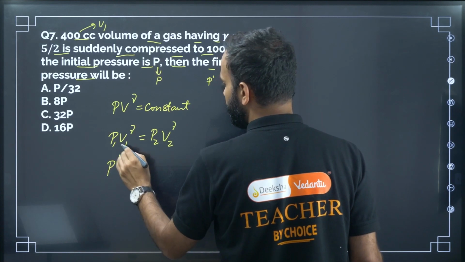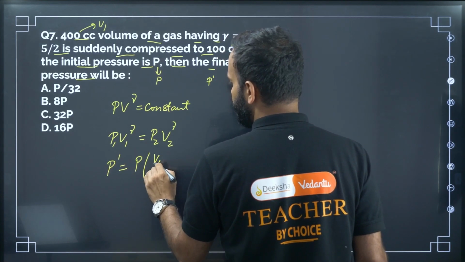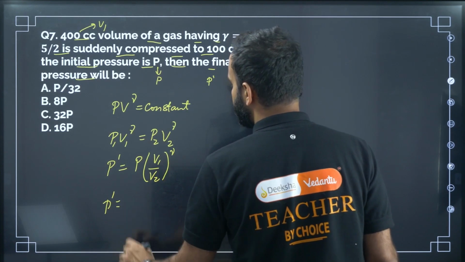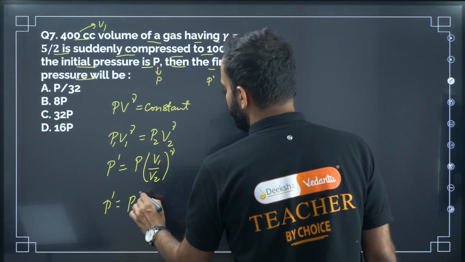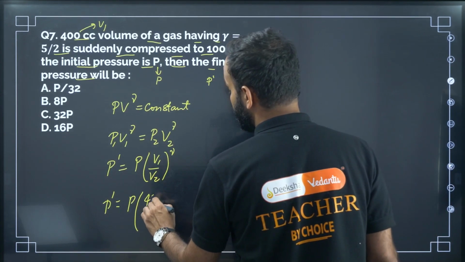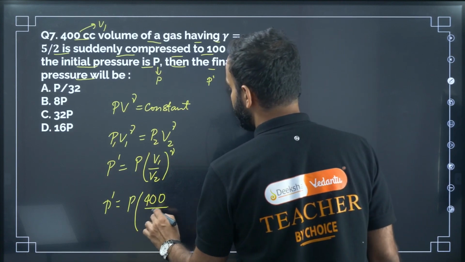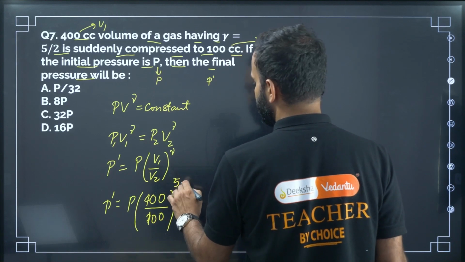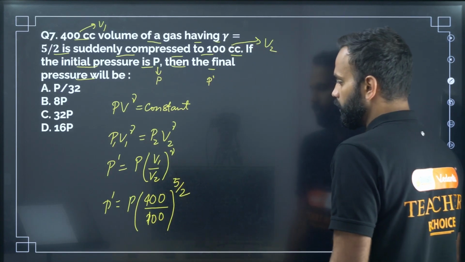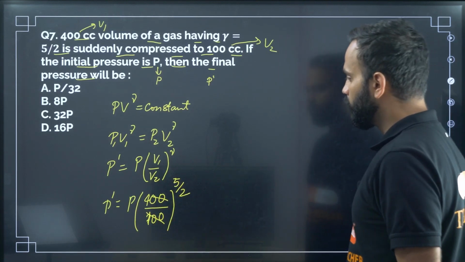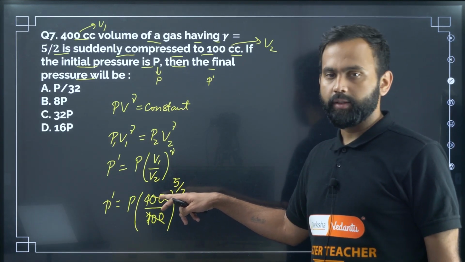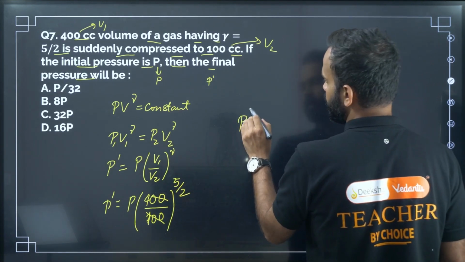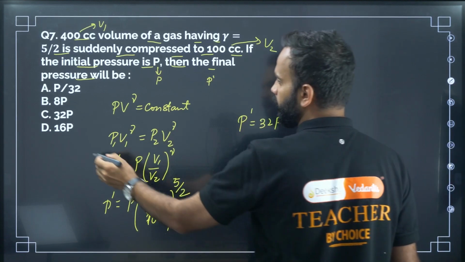So P dash is equal to P1, which is P, into (V1 divided by V2) whole to the power gamma. So now P dash is equal to P into (V1, that is 400 cubic centimeter, divided by V2, which is 100 cubic centimeter) whole to the power 5 by 2. Now 100 will get cancelled. So now 4 to the power 5 by 2, right? What is the root of 4? 2. Then 2 to the power 5 is 32, right? So now P dash is equal to 32 times P. So the correct option is C.